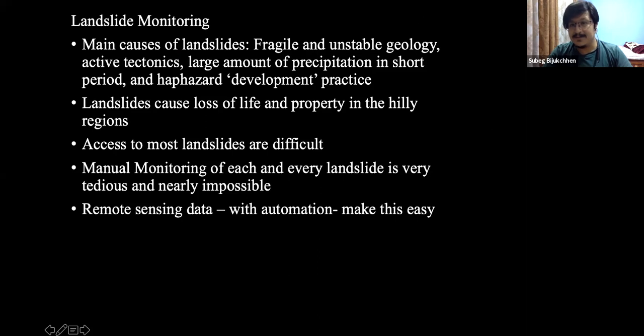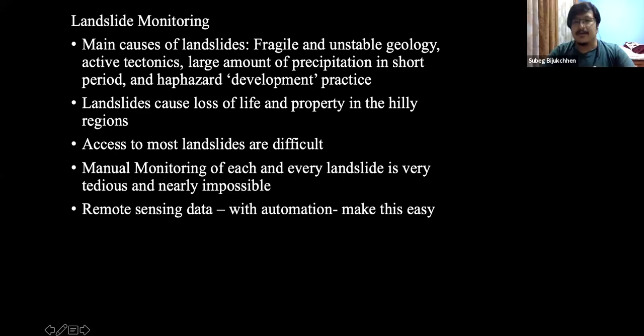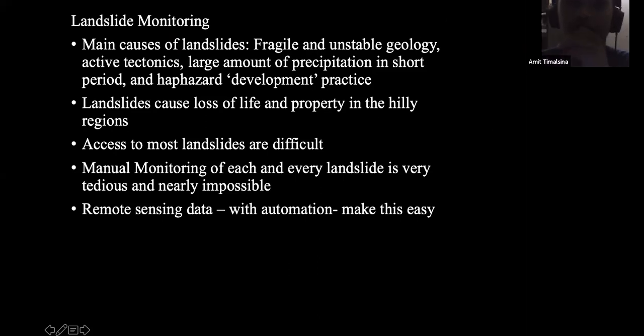Amit, I think you have a question. Do you have a question, Amit? You can ask if you have. Amit, please, you can ask. No problem. Yes, I think after landslide monitoring I can ask a question. My question is related to this topic. Okay, do you want to ask now or after I finish the landslide? After this landslide monitoring part. All right, okay, thank you. All right.